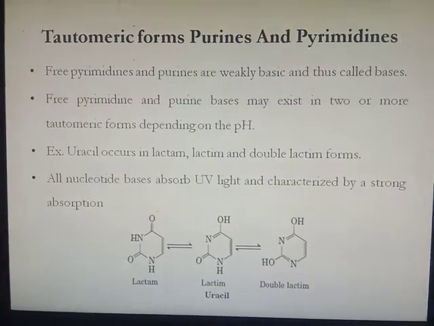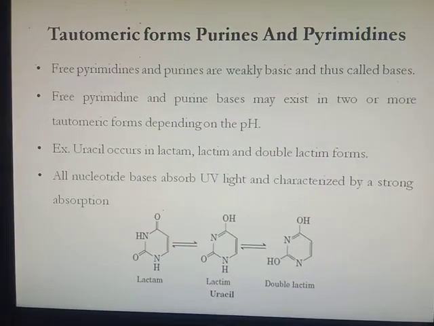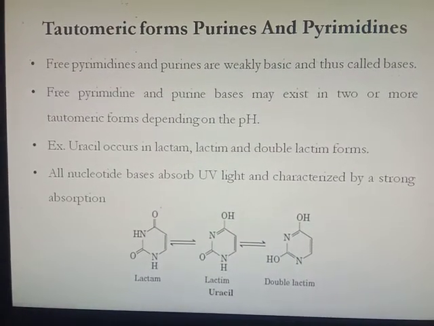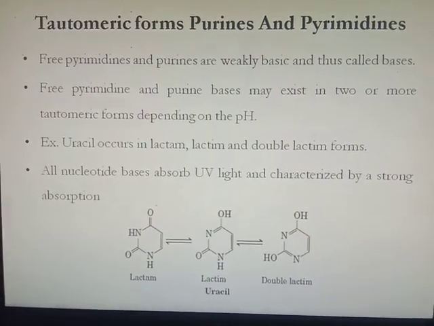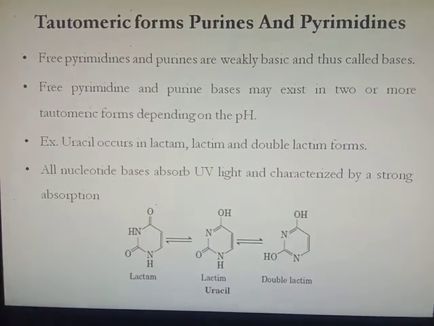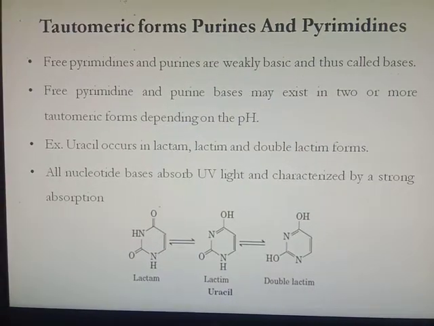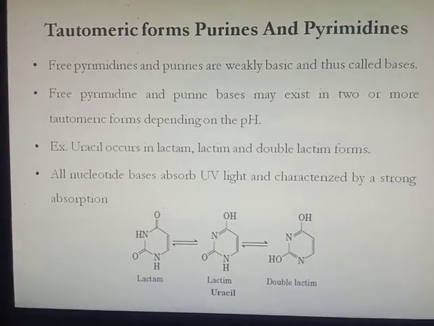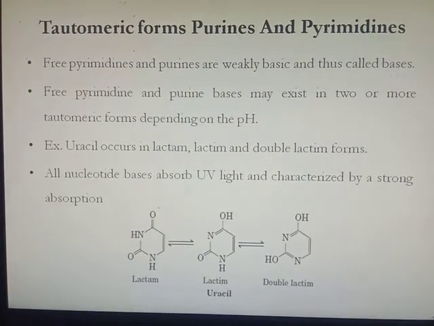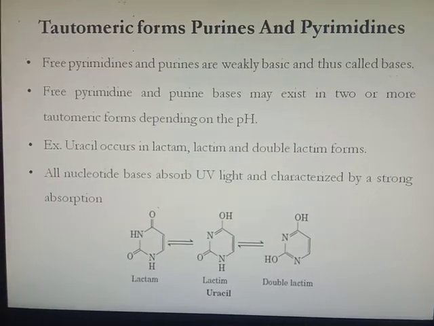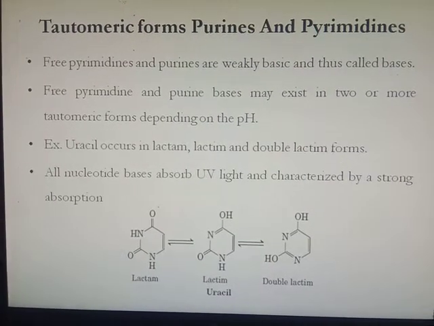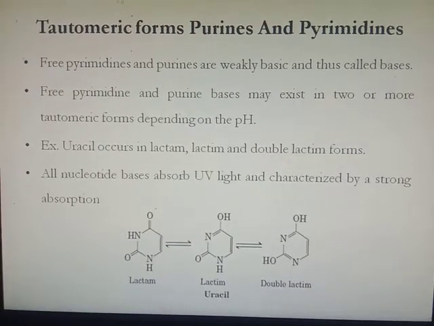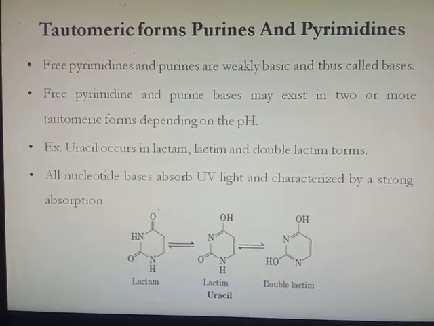Then tautomeric forms of purines and pyrimidines. Tautomerism means shifting of hydrogen from one atom to another atom. Free pyrimidines and purines are weakly basic in nature. That's why they are called nitrogenous bases, or bases in simple language. Free pyrimidine and purine bases may exist in 2 or more tautomeric forms depending on the pH of the environment. For example, uracil occurs in lactam form, lactim form and double lactim form.